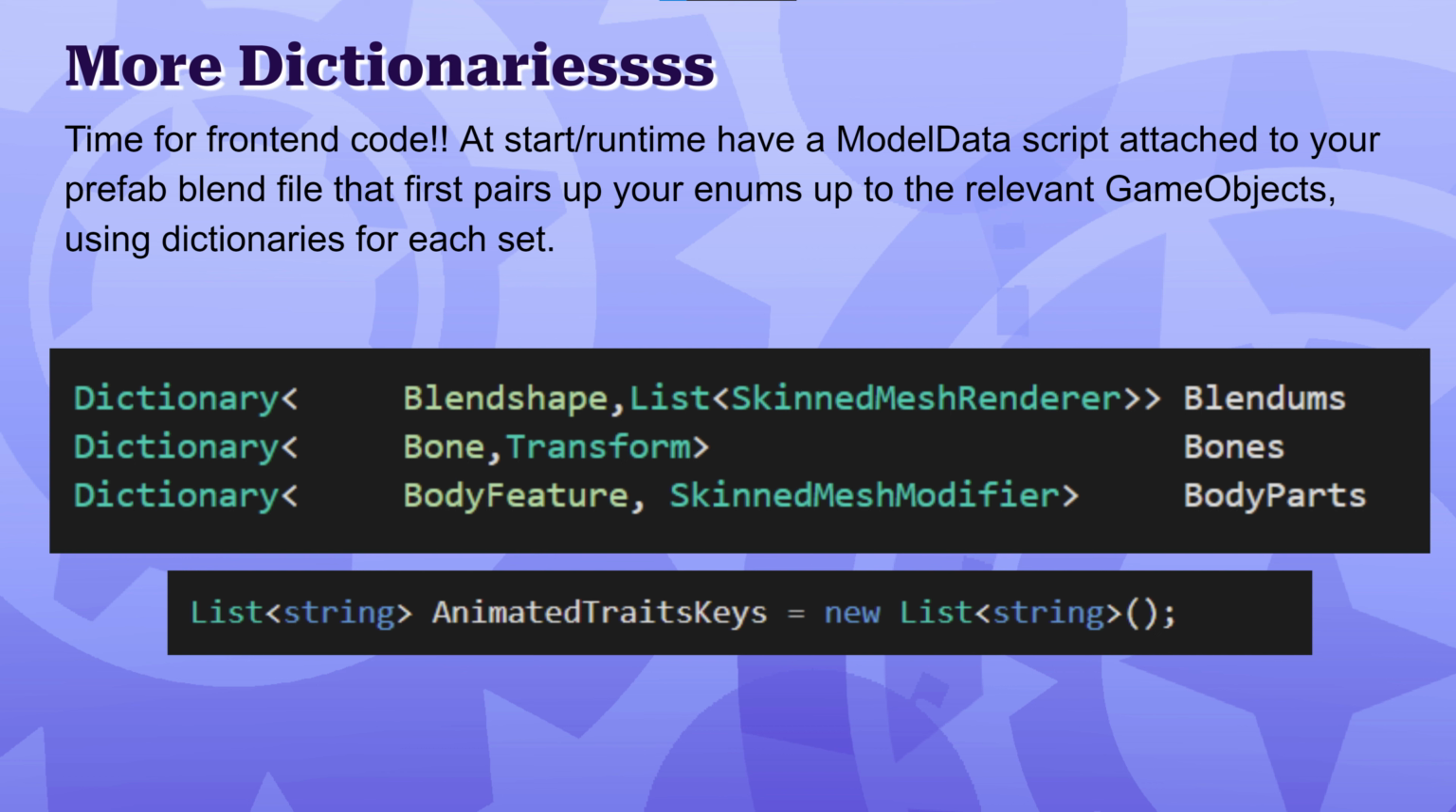And then I also have a dictionary of traits that we have to animate every frame. So this is going to be your bone transforms. You're going to want to change those every frame. I have those in a separate list of the names of those, so I know which ones to change every frame.